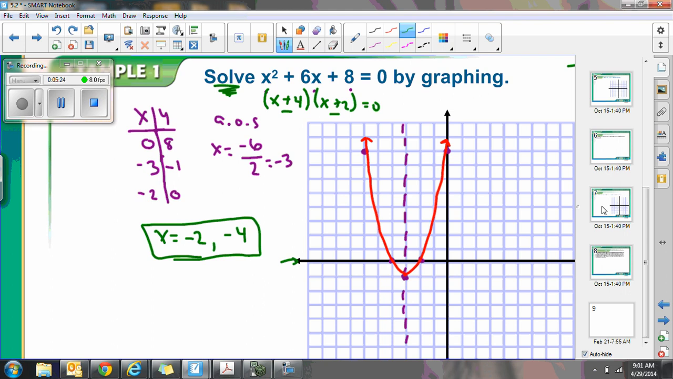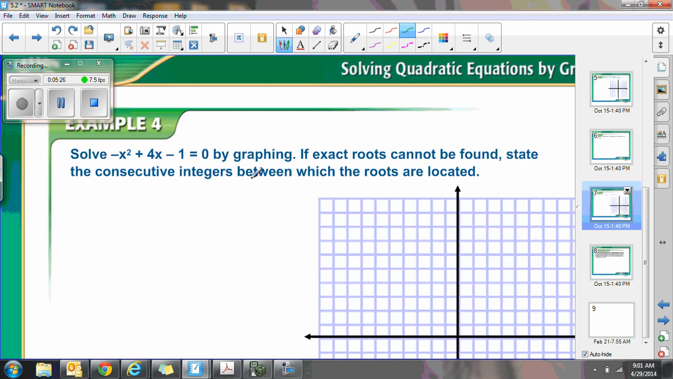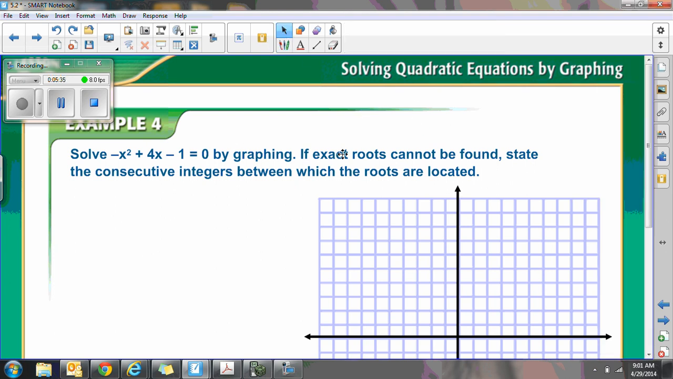All right, let's give another one a try here. Solve negative x squared plus 4x minus 1 by graphing. If exact roots cannot be found, state the consecutive integers between which the roots are located.